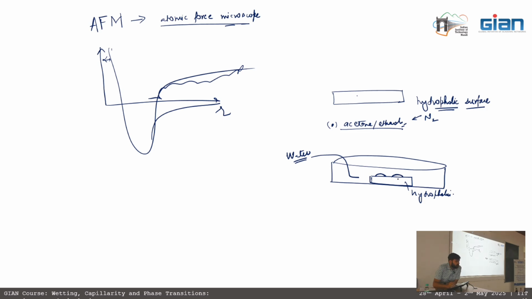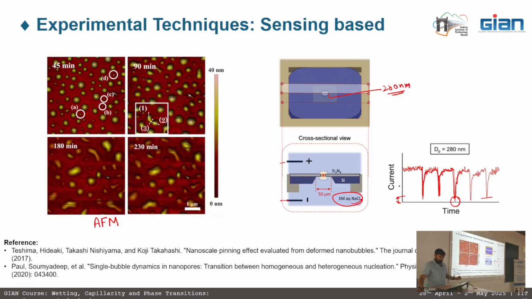Sometimes these are bubbles, sometimes these are pancakes. Usually on HOPG we refer to them as pancakes, because they are ultra flat. So the thickness might be somewhere, I think I can also show you with this image. Yes, so you can see with this image that although the lateral distance is around 500 nanometers, the thickness is just 40 nanometers.